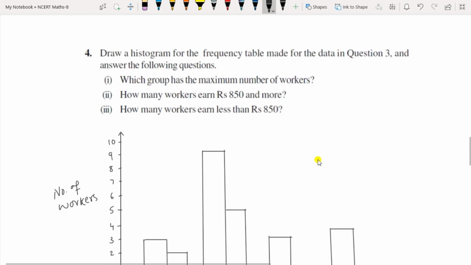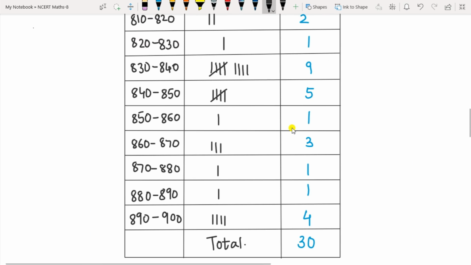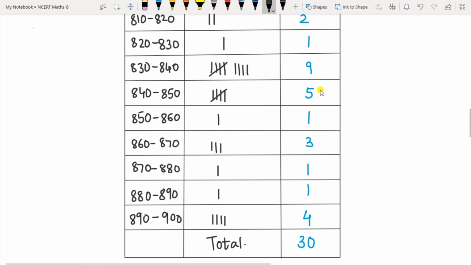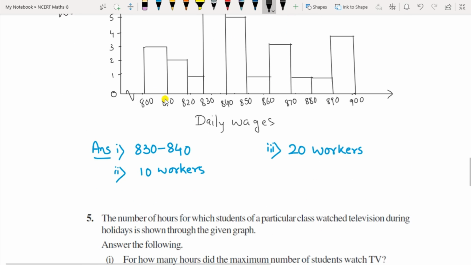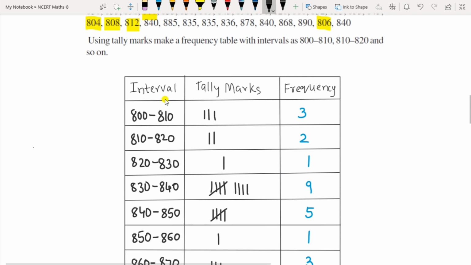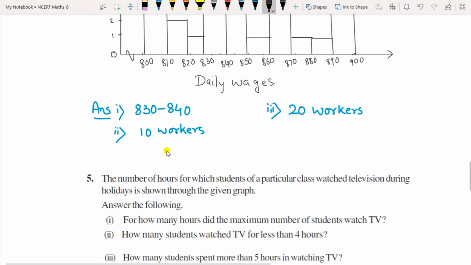Now from this histogram and also from this tally mark we have to answer some of these questions. They are asking which group has the maximum number of workers. So from this tally mark you can see which group is having the maximum number of workers. It is 9 here. Maximum frequency is 9 here. So the group is 830 to 840.